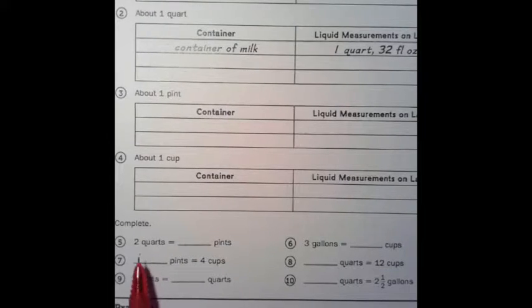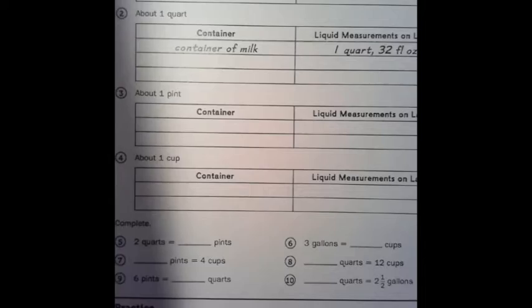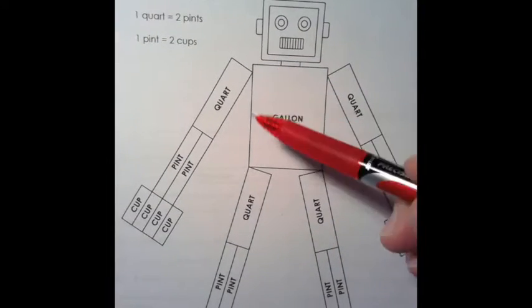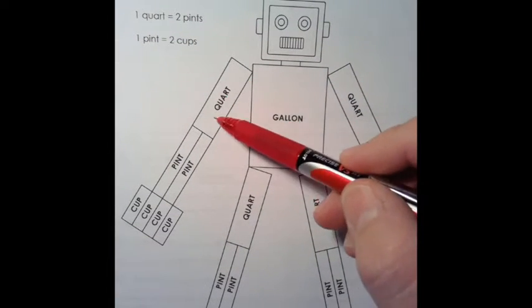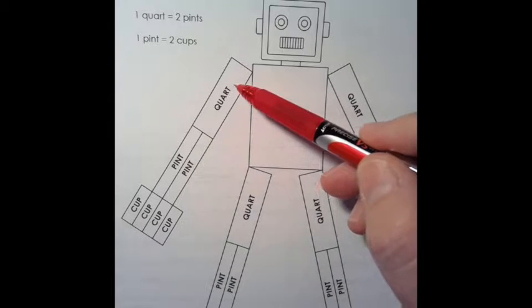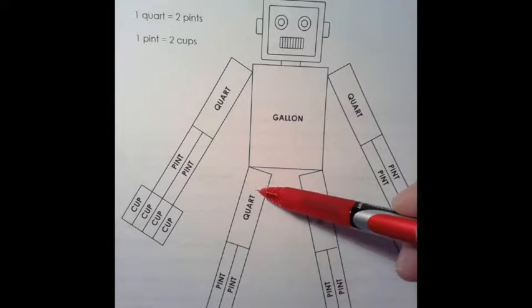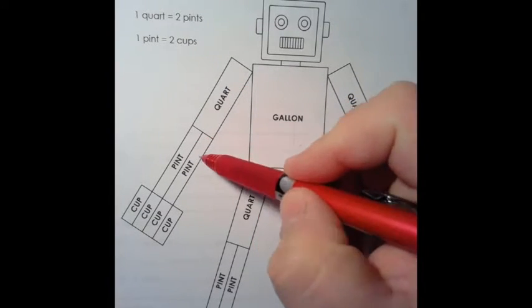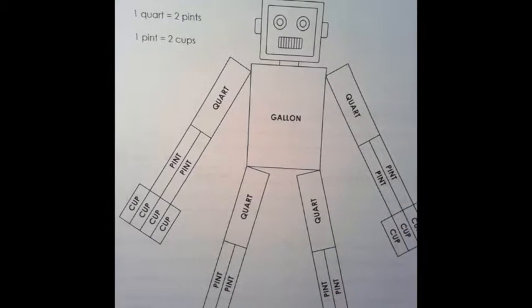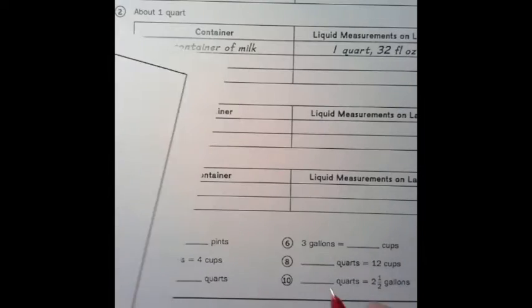So right now, they're asking us, 2 quarts equals how many pints? Well, if we look, we see here that 1 quart equals 2 pints. So if we had 2 quarts, that's 1 quart and 2 quarts, we would have 1, 2, 3, 4 pints. So our answer is 4 pints.